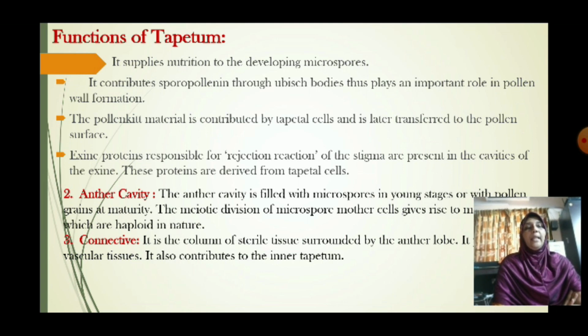The next one is the anther cavity. The anther cavity is filled with microspores in young stages or with pollen grains at maturity. The meiotic division of microspore mother cells gives rise to microspores which are haploid in nature. The next is connective. It is the column of sterile tissue surrounded by the anther lobe. It possesses vascular tissues. It also contributes to the inner tapetum.